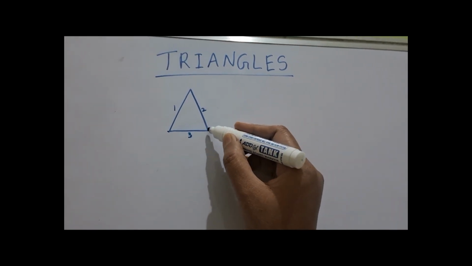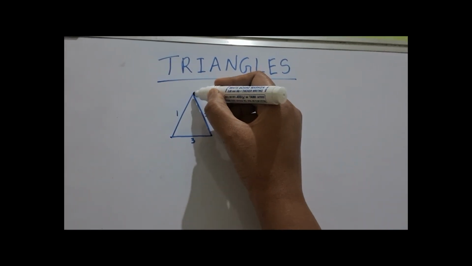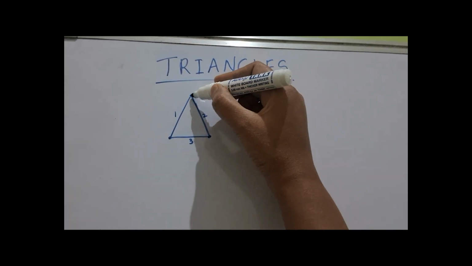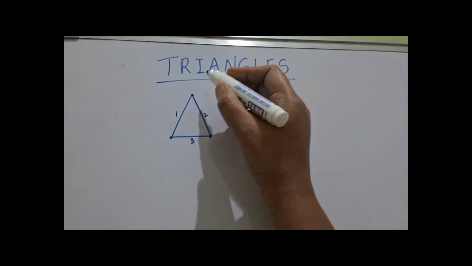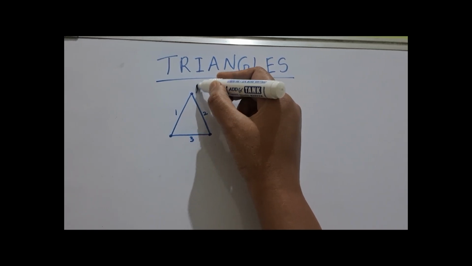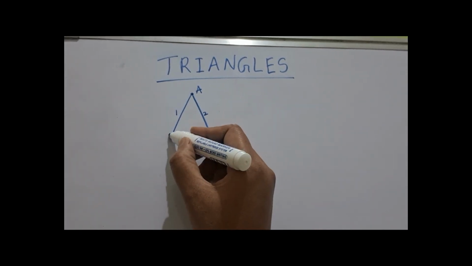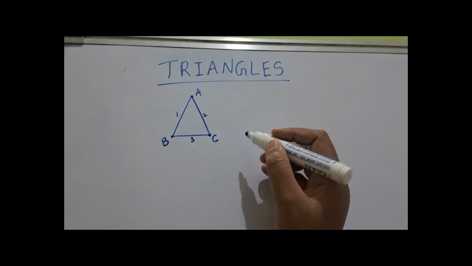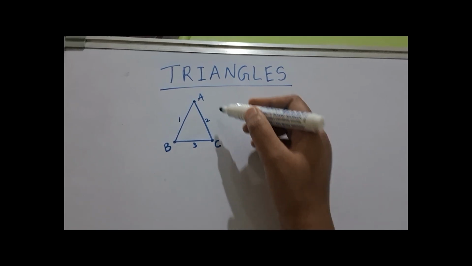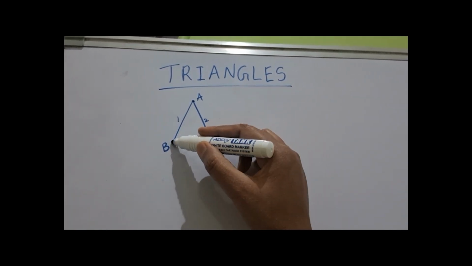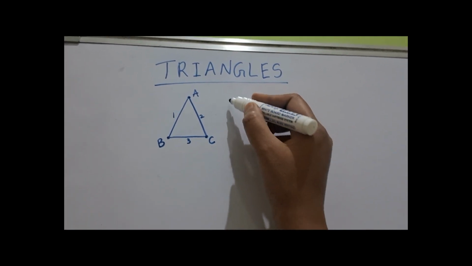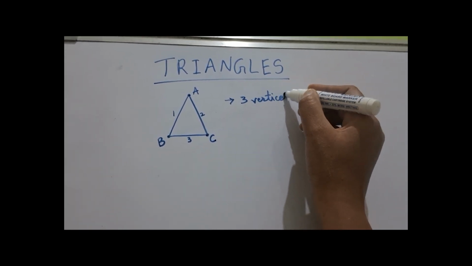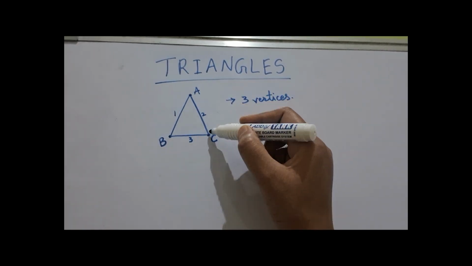Now in this triangle children, these 2 line segments have this one as a common point, isn't it? So we will name this point as A and this point as B and this point as C. Now a triangle is having 3 vertices. These 3 points are called vertices.